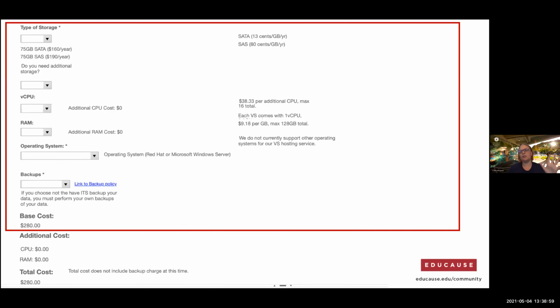And the form is very long. I'm not going to show the entire form, but this just shows all of the billable items, like CPU, RAM, and different resources, and it automatically adjusts.